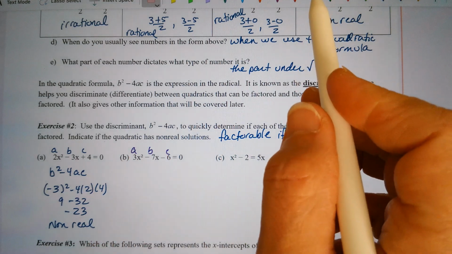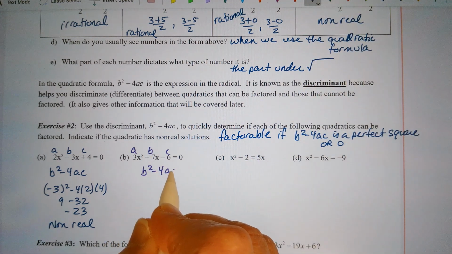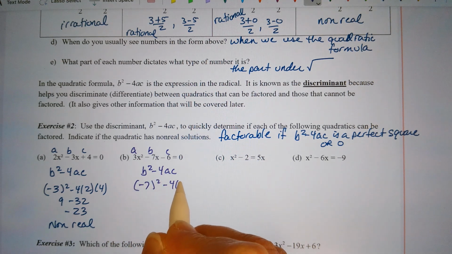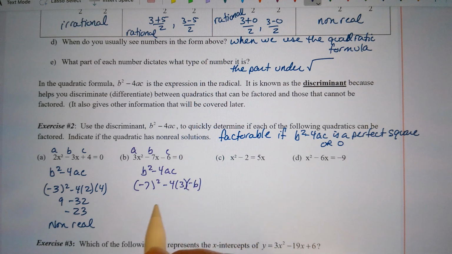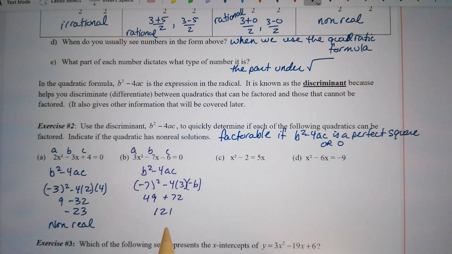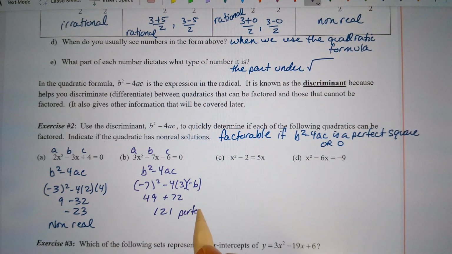Looking at the b squared minus 4ac piece, b is negative 7, squared is 49, minus 4 times 3 times negative 6. Again, if you need the calculator, that's fine. I've got negative 12 times negative 6 is positive 72. So I've got 49 plus 72, which is 121. That's a perfect square, right? Since this is a perfect square, so this would be factorable.